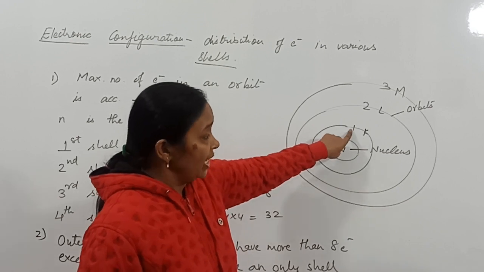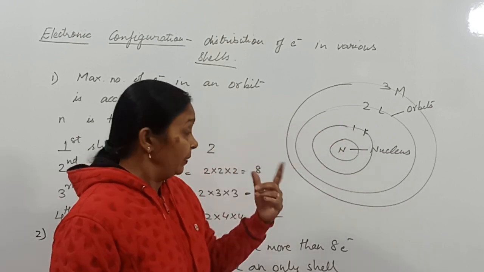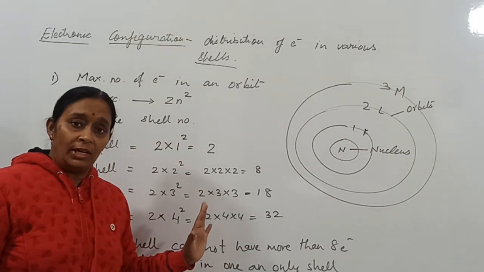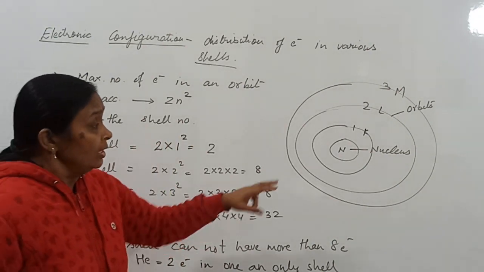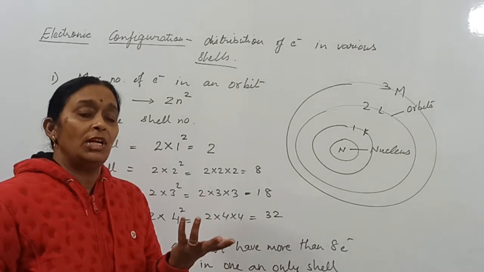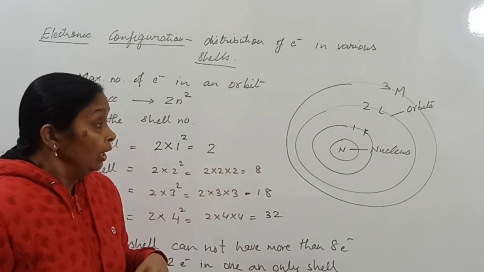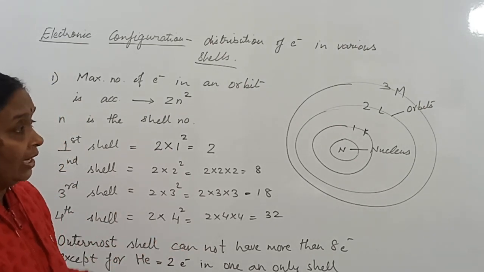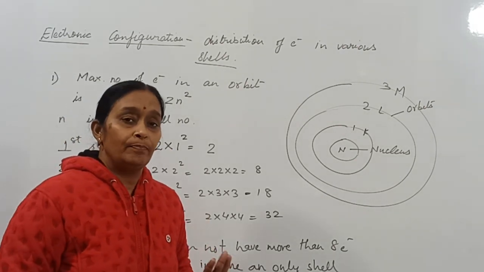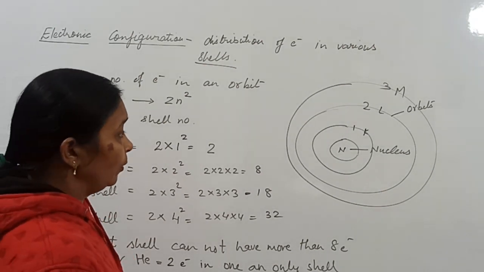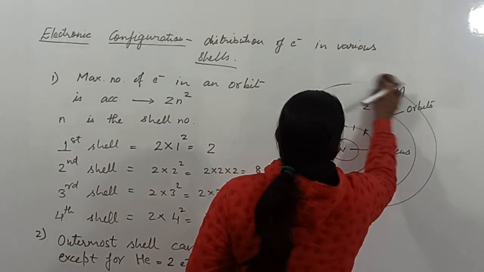So that one shell, if it has 2 electrons only, it will become stable because the first shell has a capacity of 2. So except for helium, which has only 2 electrons in the first shell, because that first shell is the outermost shell, helium becomes stable with 2 electrons only. But the rest of them should have 8 electrons, then only they will be stable. We can see this with the help of an example.